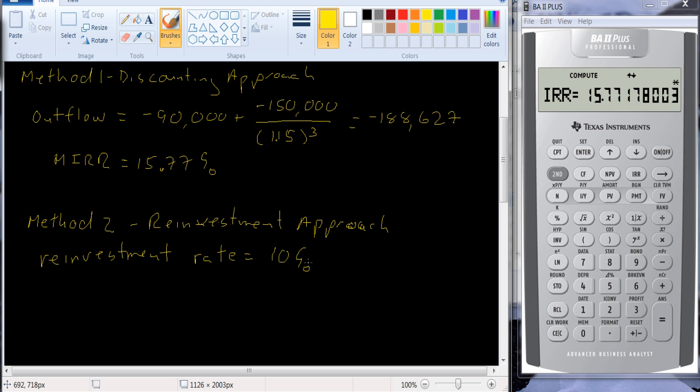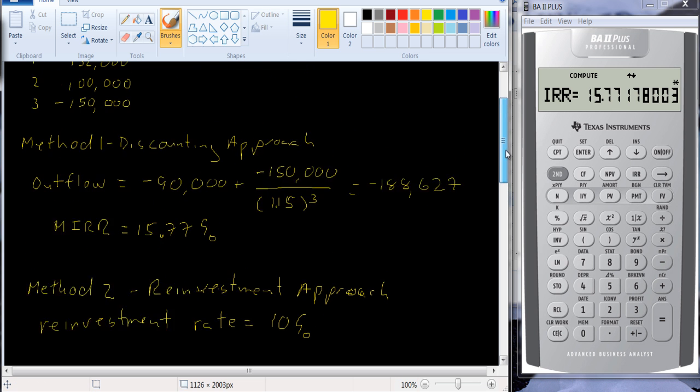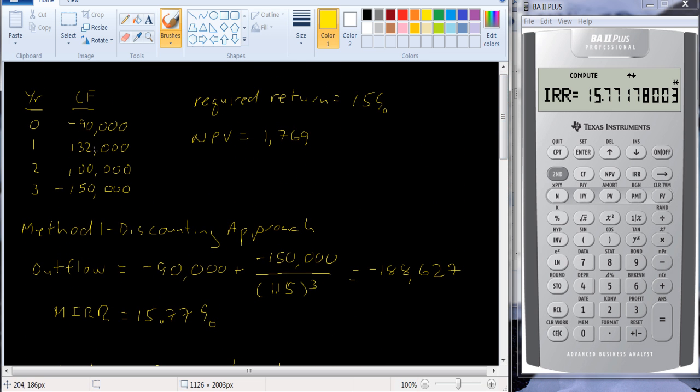All right. What rate do you choose? Well, that depends. What do we mean by reinvestment rate? We're saying that when you get this cash flow in year one, you reinvest it at a 10% rate. So even though you require 15% on the project, maybe you can only put it in the bank and earn 10% on it. And then this amount is also reinvested at 10%, etc., etc.